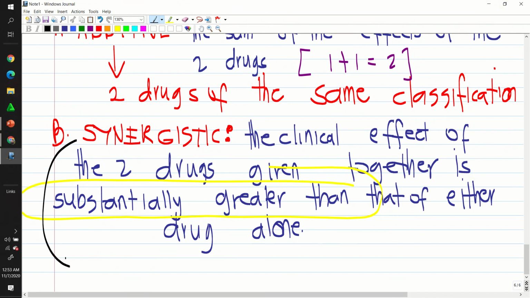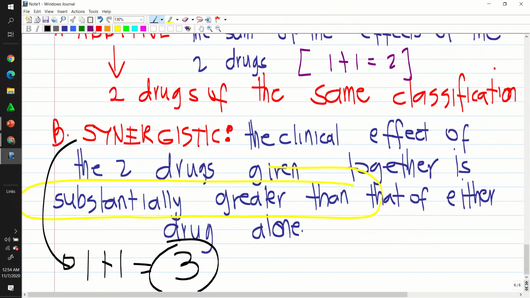Mathematically speaking, additive is 1 plus 1 equals 2, while synergistic is 1 plus 1 equals 3. Mas mataas kaysa dun sa ine-expect mo. It will enhance, it will potentiate, it will broaden the effect or the activity of a particular drug. That is what we call the synergistic effect of a drug.